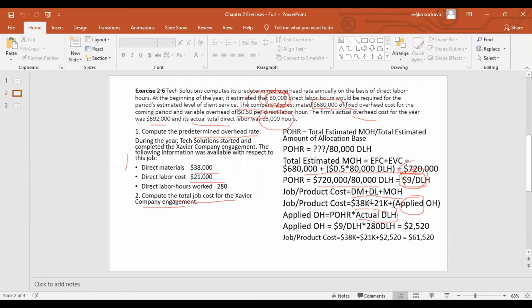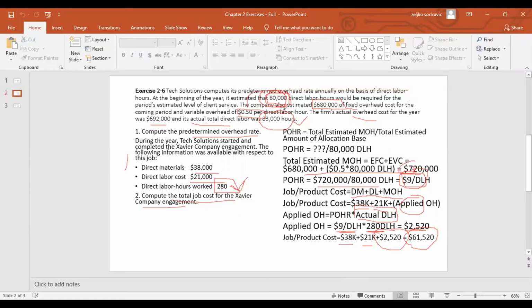actual direct labor hours, but actually we're not looking here for a total. We are looking just for this job, and this job here has 280 hours. You would have picked 83,000 if you were looking for the total overhead. But we are looking just for this job. So we will multiply the $9 predetermined rate times 280 direct labor hours, and we will get 2,520 in applied overhead, and that will be added to our direct materials and direct labor, and the total cost for this job will be $61,520.